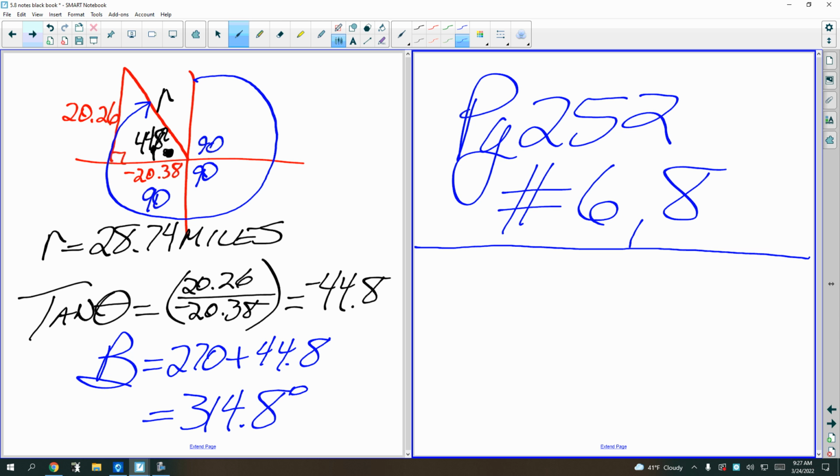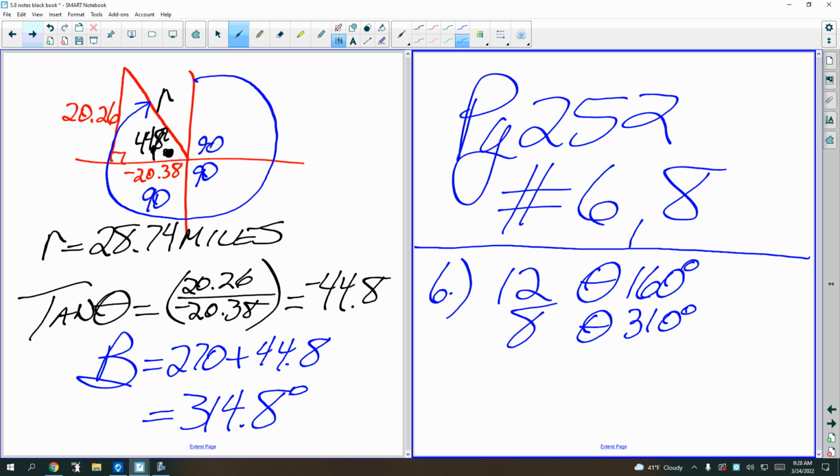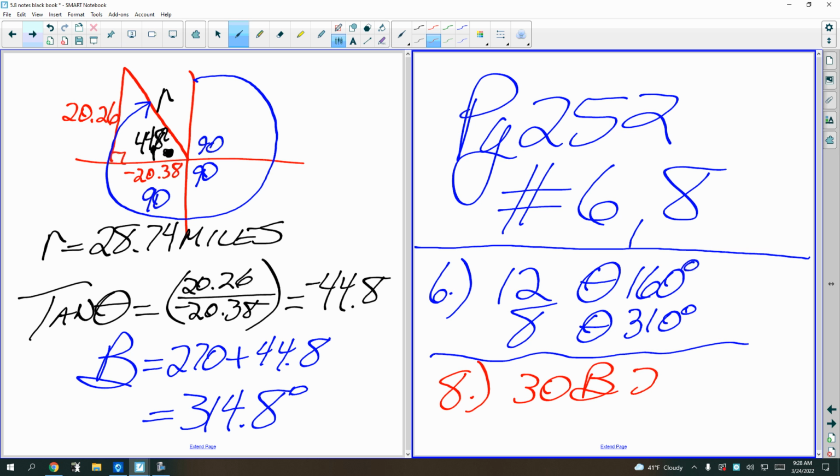You want to see what 6 looks like? Number 6 is 12 theta 160 and 8 theta 310. Okay. And then number 8 is 30 bearing 200, and then 40 bearing 10.